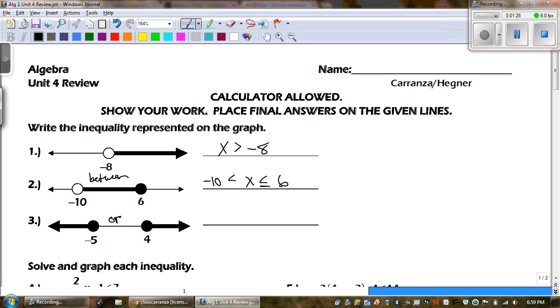Number 3 is when we have the or, when we have the two different inequalities, and we put them in order from least to greatest. So the first one, the x goes first. It's shaded to the left, so it points to the left. It's less than or equal to, because it's closed, -5. You have to have the word or there. X, it's a closed circle shaded to the right, 4. So x is less than or equal to -5, or x is greater than or equal to 4.